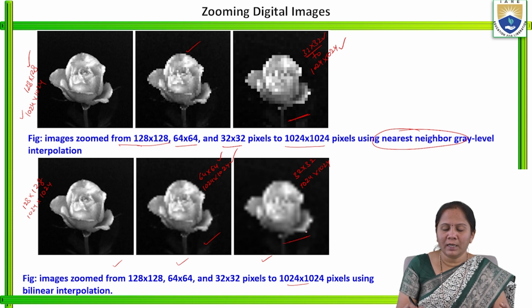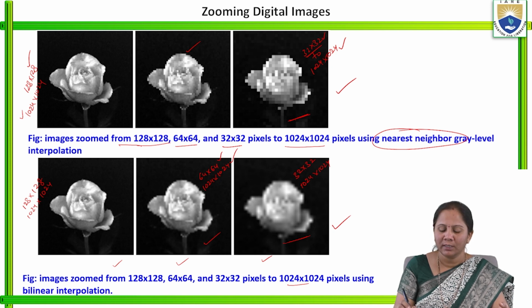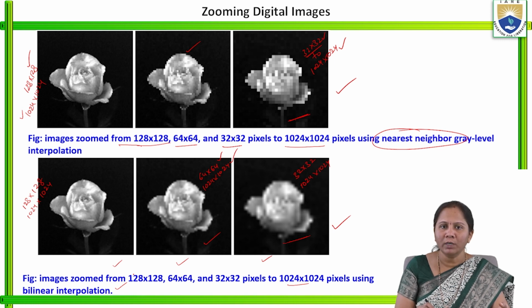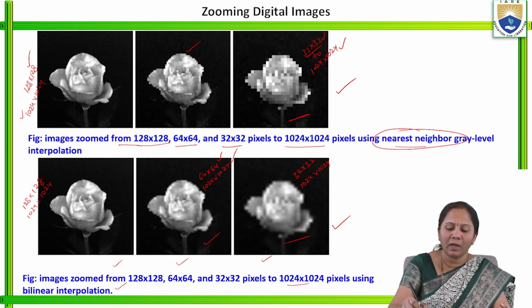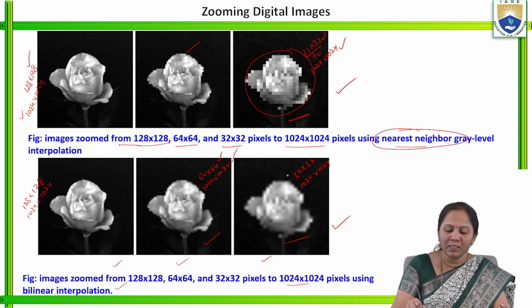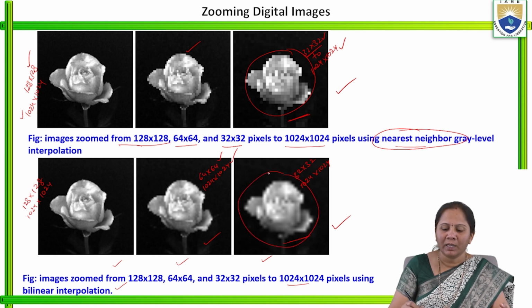And in the last image, we can see there is degradation in the quality of the image. So comparing nearest neighbor interpolation and bilinear interpolation for zooming images, we can consider bilinear interpolation somewhat better than nearest neighbor interpolation, because if you observe the last image, compared to these two, this is better.